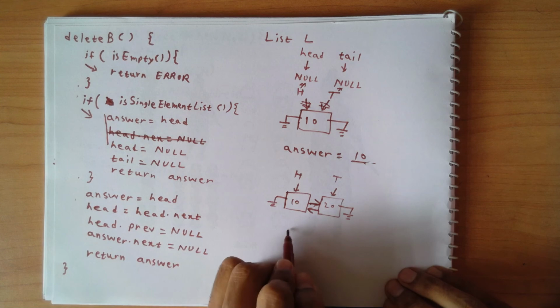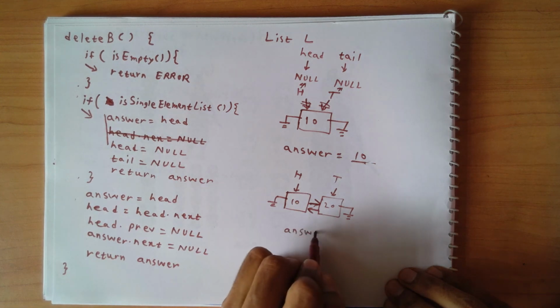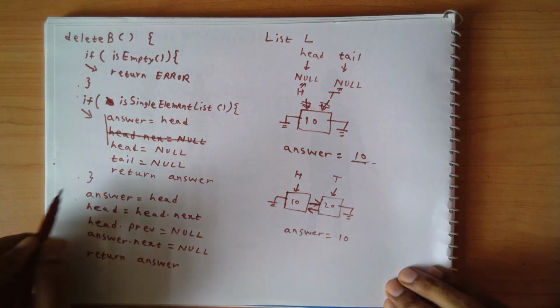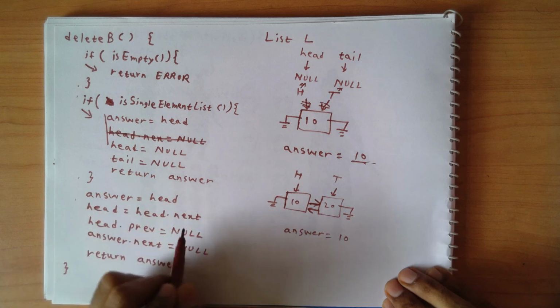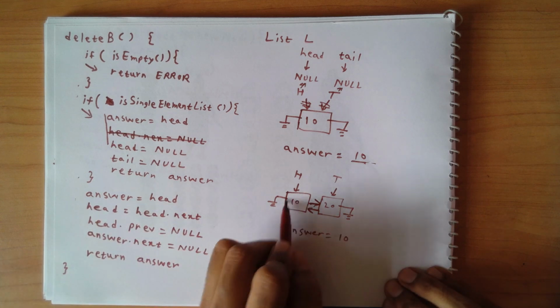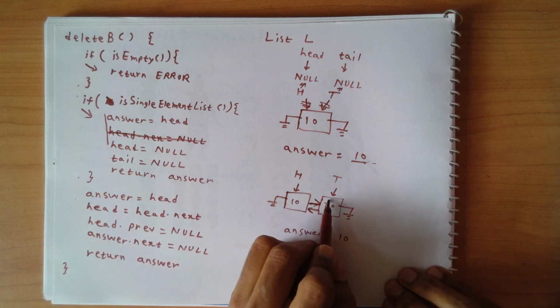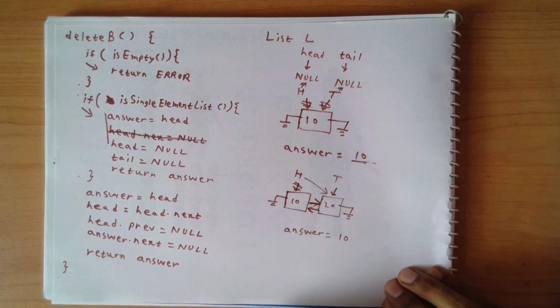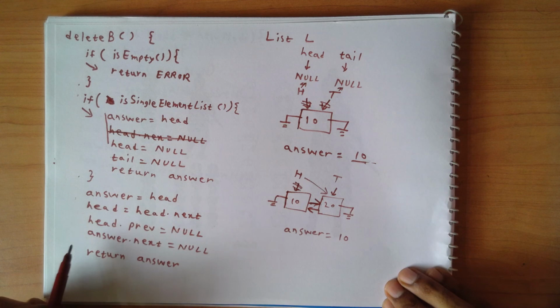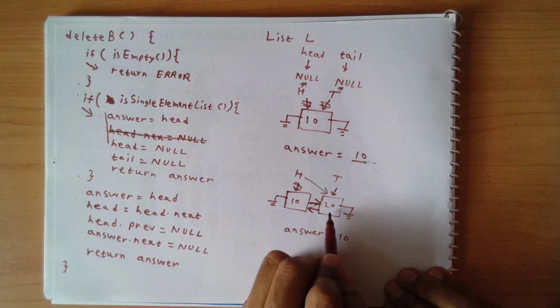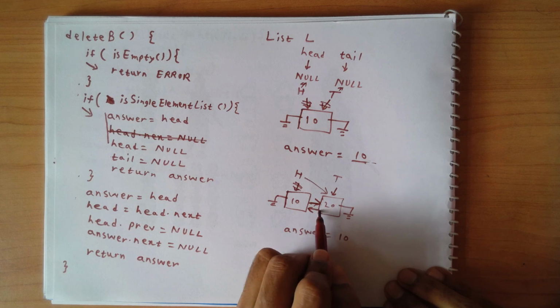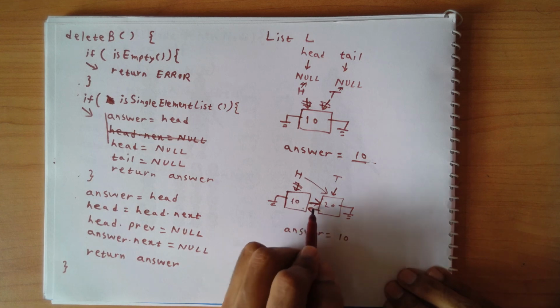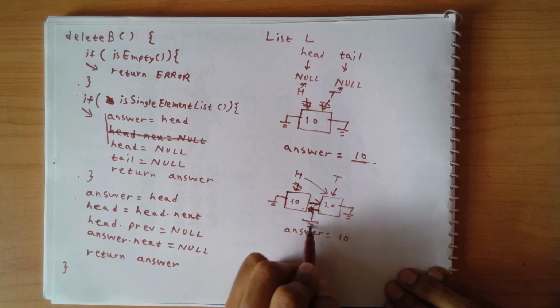So in that case my answer will be 10, the address of the node containing 10, and then my head would be head.next. So head would look at the current node, read the next value, and it points to this. So instead of pointing to node 10, my head would point to node 20, and then I would set head.previous to null. So currently 20 has a previous pointer going to 10. So instead of that, it will point to a null value.